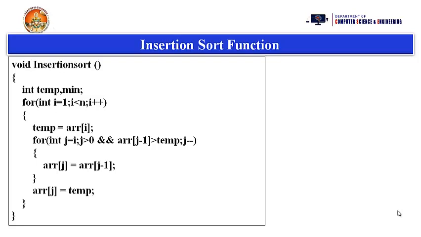Now this is the function of insertion sort. So we are taking the loop here: i equal to 1, i less than n, i plus plus.